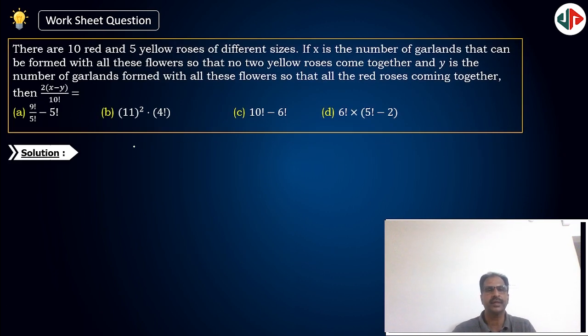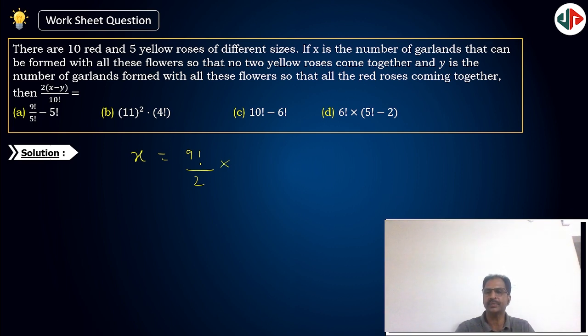Next. There are 10 red and 5 yellow roses of different sizes. X is the number of garlands that can be formed with all these flowers so that no two yellow roses come together. No two yellow roses come together means first you have to arrange red roses. 10 red roses can be arranged in the form of a garland in 9 factorial by 2 ways, because in the case of garlands or beads, in hanging type of permutations, the formula is n minus 1 factorial by 2.